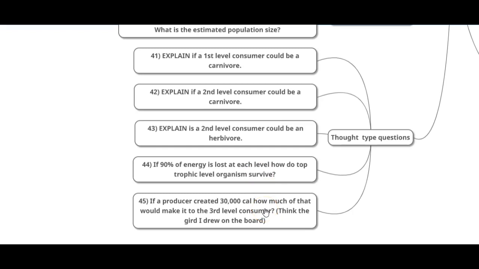Last one, this is the one where we set up the grid. Remember where I labeled, number 5 at top, 0 at the bottom. You put in a number and then you move the decimal. That's what this is. So if you had 30,000 at the producer level, what would you get at the third level? Again, you're going to move this decimal 1, 2, 3 times once you get to the third level. So you would have 30 calories. And that covers the study guide.